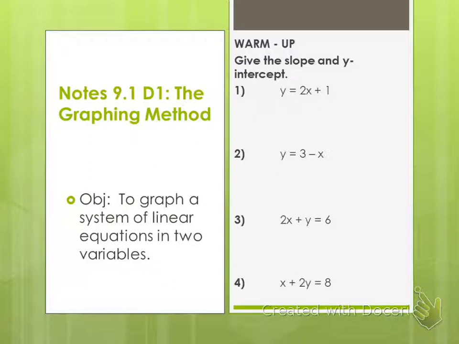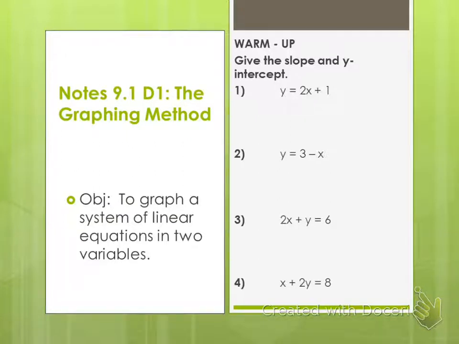Today is not going to be that bad if yesterday was pretty easy for you. Today we're going to be doing a lot of graphing, but it's going to be as easy as it was yesterday. So we have to first identify slope and y-intercept. So that's what our warm-up is about.